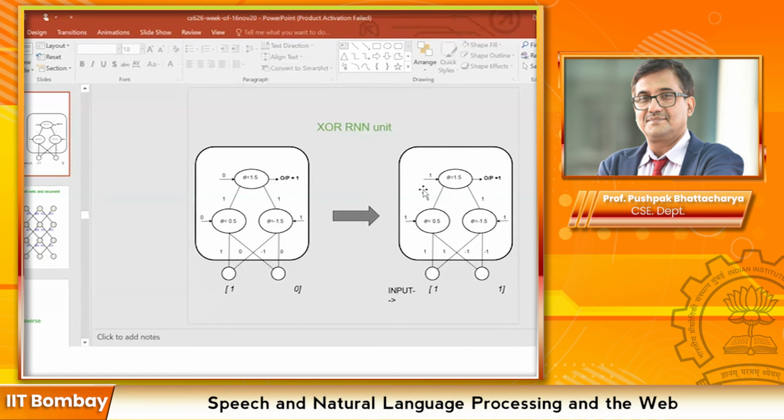So do give equal importance to language and computation, and only then will you be able to enjoy NLP and be able to do good work.